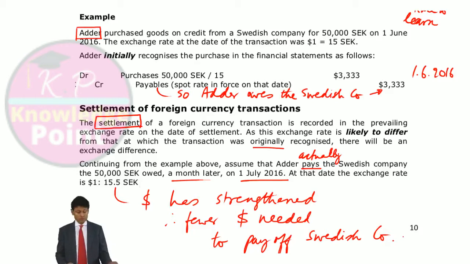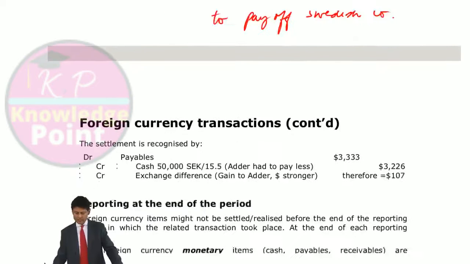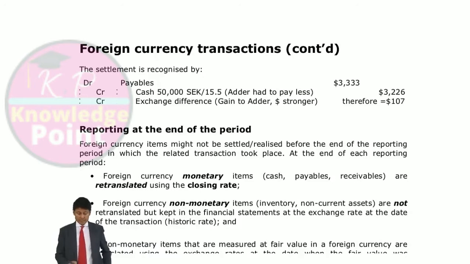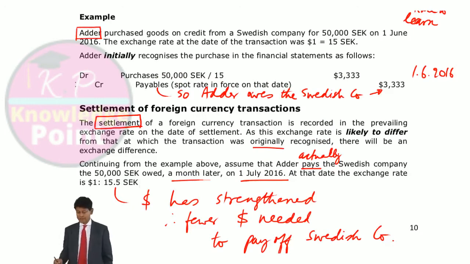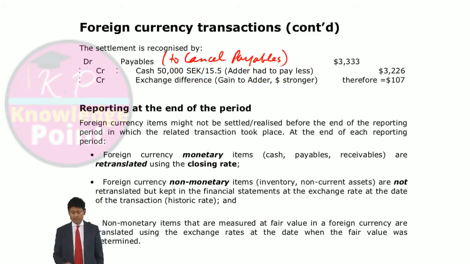Okay, so to show you how easy this really is. In the language of accountancy, you might get to do some debits and credits, journal entries in the exam. Never forget the debits and credits. What I've done is I've debited payables to cancel payables. Payables normally is a credit. If you remember earlier, we debited purchases and credited payables. Now I'm paying it off. You are paying it off. So you debit payables to get rid of the 3,333. That's gone. And the credit goes to cash because you're paying out cash. And this happens on the 1st of July, 16.